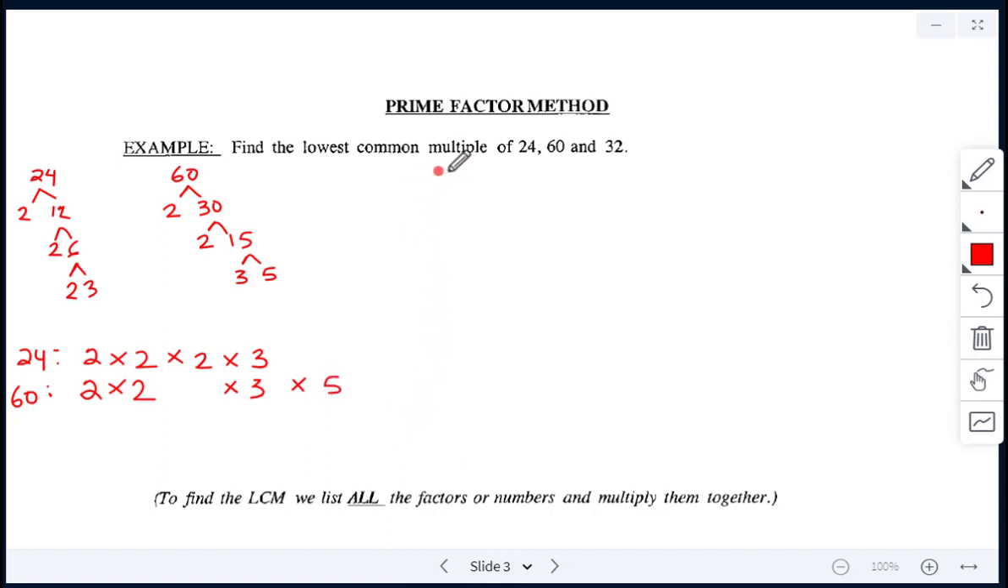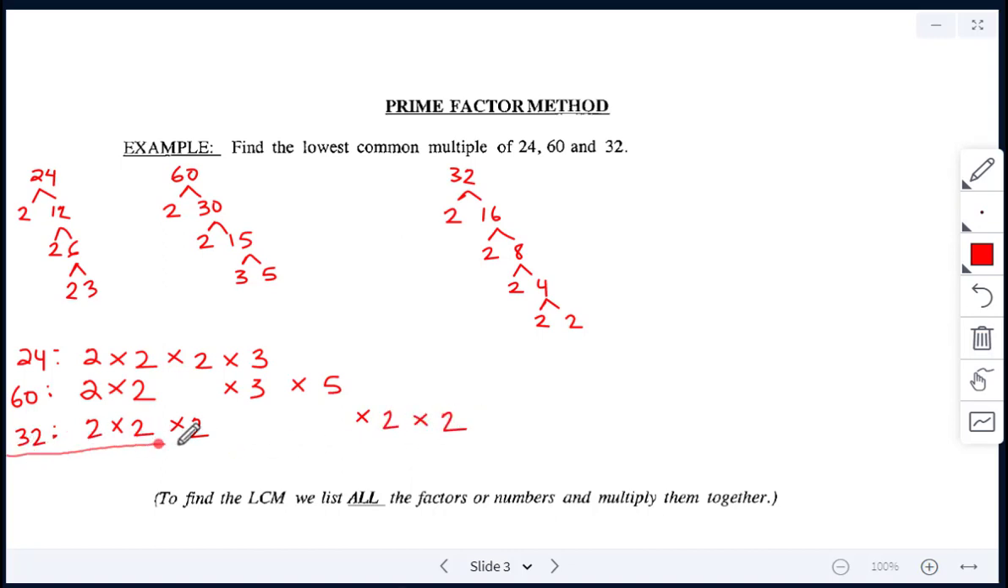All right, and then we have to do 32. So prime factor 32, so I'm going to use 2 and 16, and then I'm going to use 2 and 8, 2 and 4, and then 2 and 2. So it looks like we have 1, 2, 3, 4, 5 2's. So let's list those out right underneath each other. So we have 2 times 2 times 2, and then we have 2 extra 2's here that I'm just going to write off to the side.